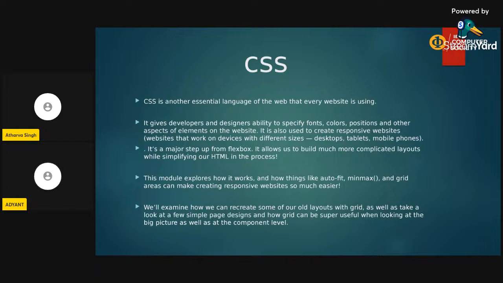So CSS stands for Cascading Style Sheet. It's a style sheet language which is used for describing the presentation of a document written in a markup language like HTML. CSS is specially designed to enable the separation of content and presentation, including layouts, colors, and fonts.